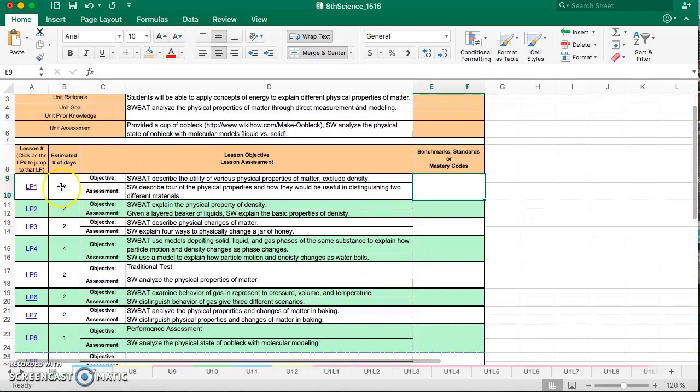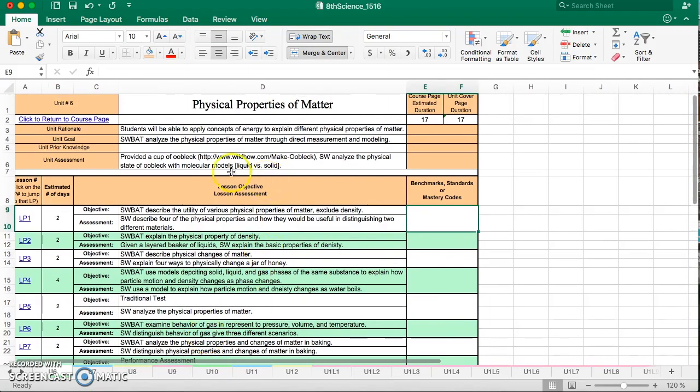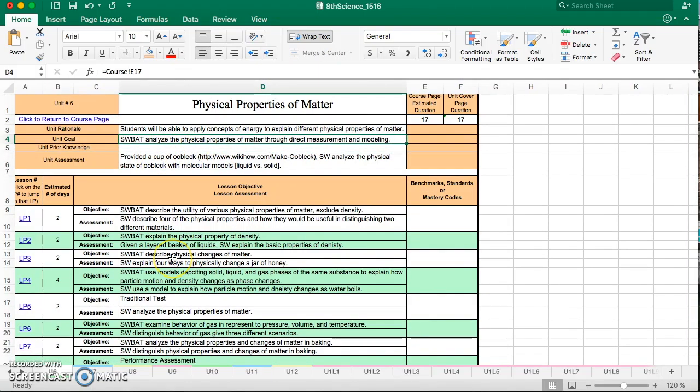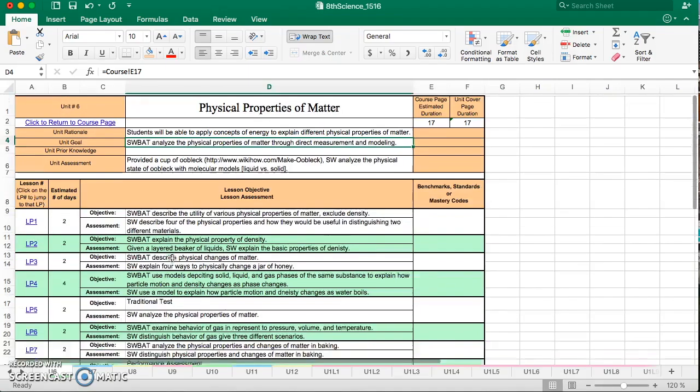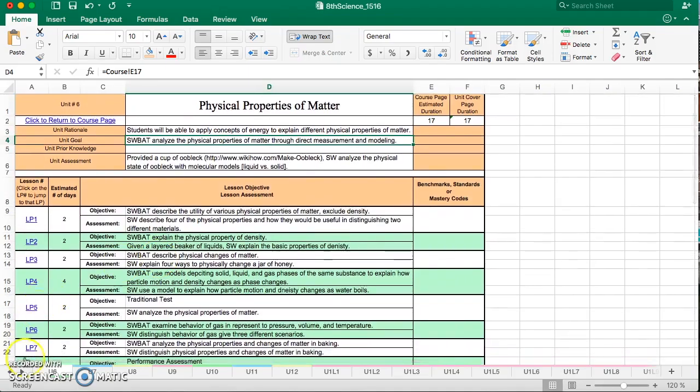You can see the first 4 lessons focused on application and integration, building from straightforward to more complex. After the test, we push them a little farther, give them some meaningfulness, and then also hit that performance assessment that is always linked directly to that unit goal. So that's the basis of creating a unit cover page in my 8th grade science class.